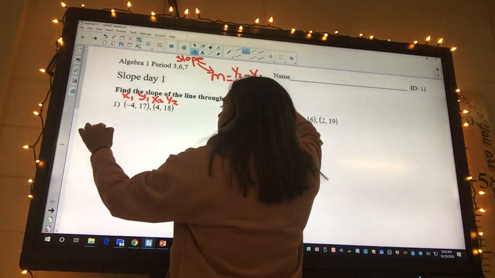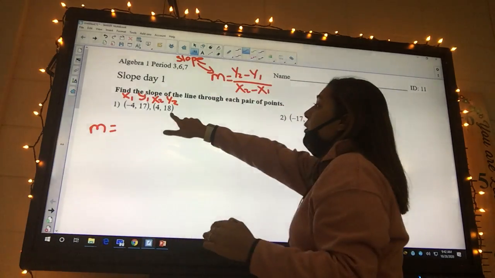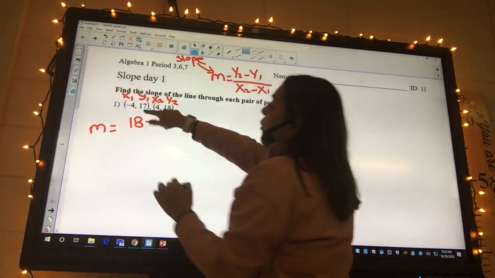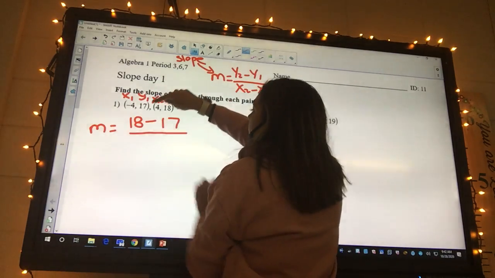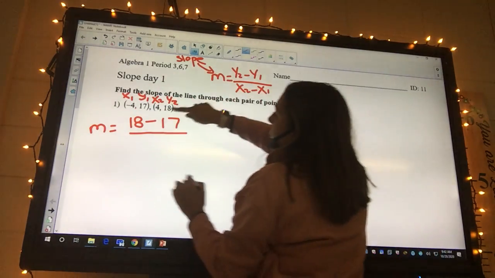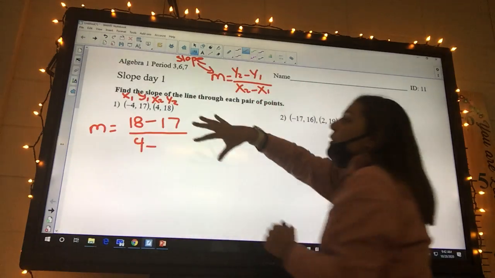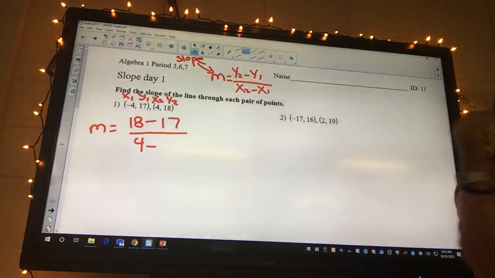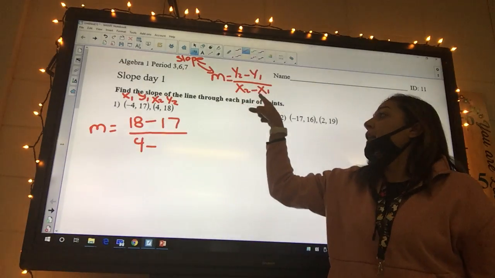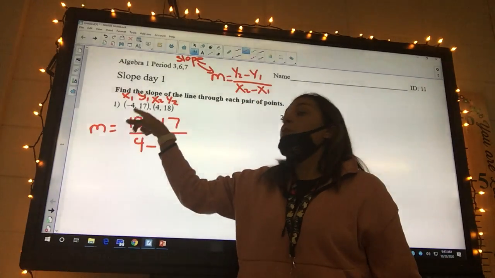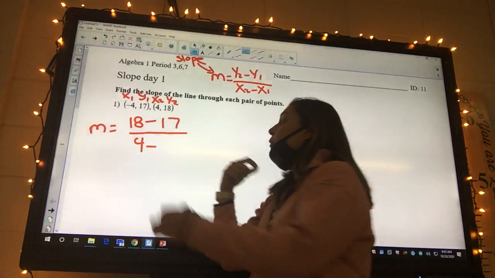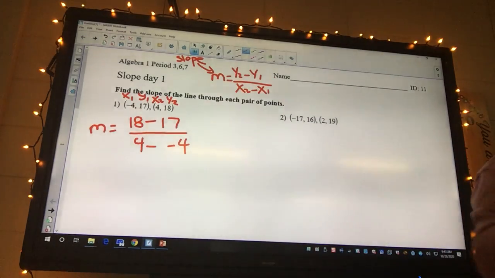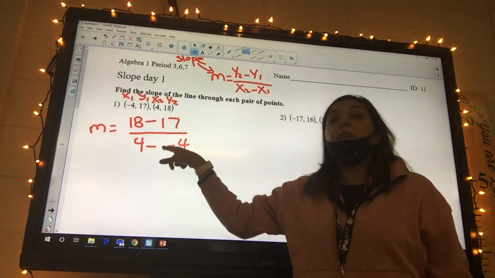So I got m equals, our y sub 2 is 18, minus our y sub 1 is 17, over x sub 2 is 4, minus, now this is where you need to pay super close attention. I already have this minus. My x sub 1 so happens to be negative 4. So it really needs to say minus, minus, because the minus already goes there.